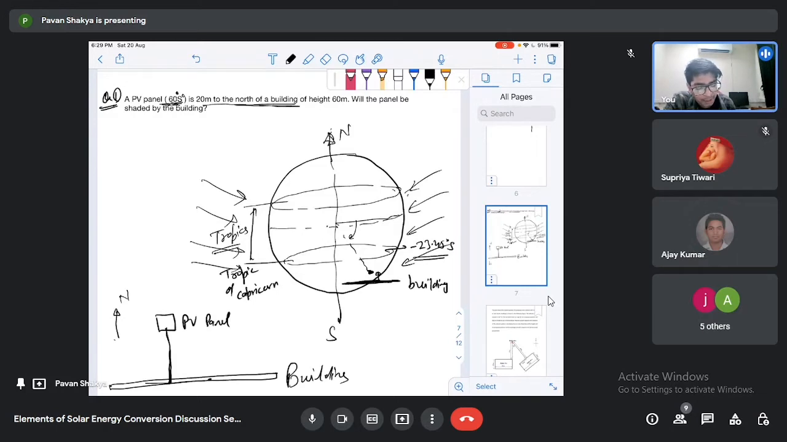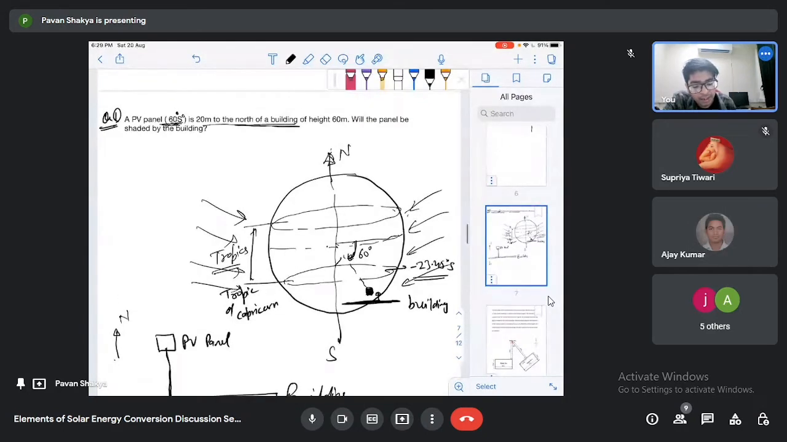So this PV panel will be placed anywhere in the 60-degree direction. Suppose this is our 60-degree angle, and this is our PV panel. Then the next condition: the PV panel is 20 meters to the north of a building.